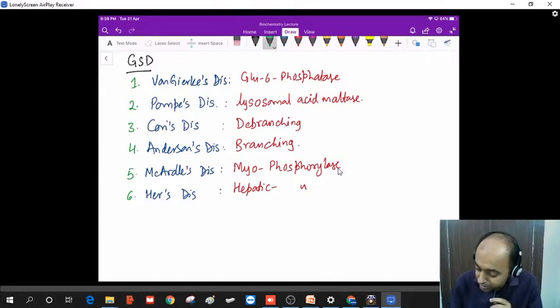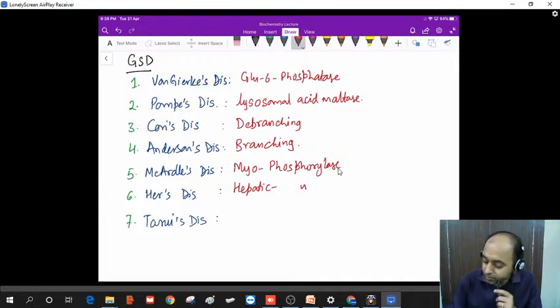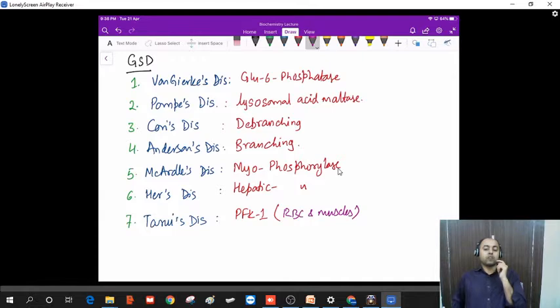The last name that is mentioned in this list is actually not related to glycogen metabolism, but it results in glycogen accumulation. This is known as Tharui's disease. And here the defective enzyme is PFK1, only in 2 locations, in RBC and muscles. Obviously in RBC there is no glycogen, but in muscle the glycogen stores will not be used up properly, so there the glycogen accumulation will occur.